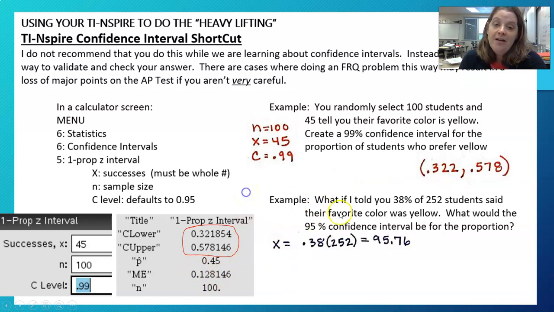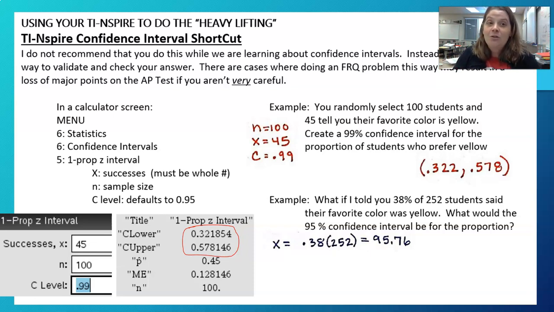Okay, you can also see it's 0.45 plus or minus that margin of error there if you think that would be useful. All right, now if I said 38% of 252 students said their favorite color was yellow, what would the 95% confidence interval for the proportion be? This is a little bit of a problem because that x is not a percentage. That x is a raw count. It's a how many out of 252. And when you take 38% of 252, you end up with 95.76. Now, if you put 95.76 in that spot for x, your calculator is going to lose its mind. It's going to go, what are you doing? Because x is a count.